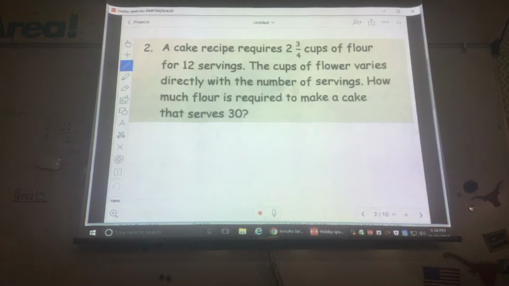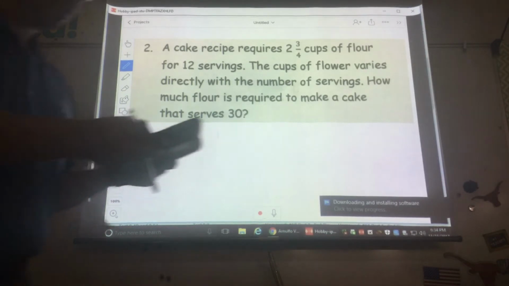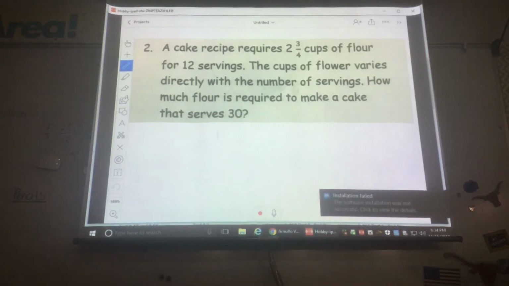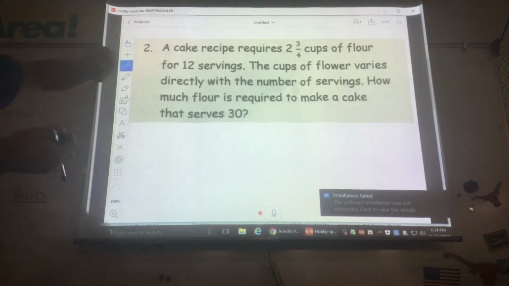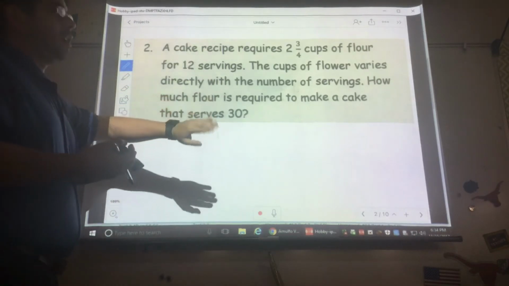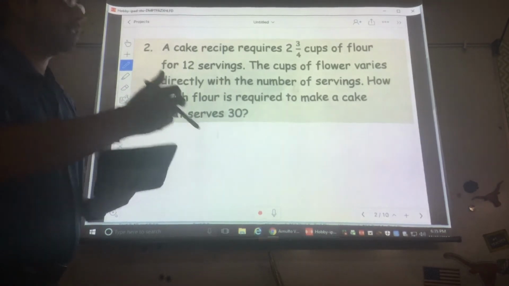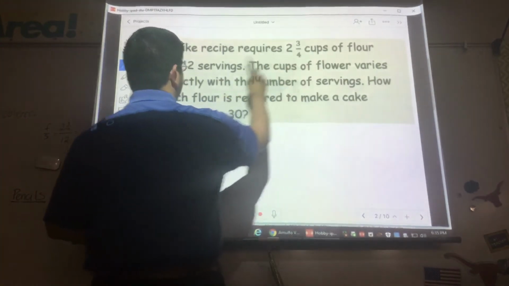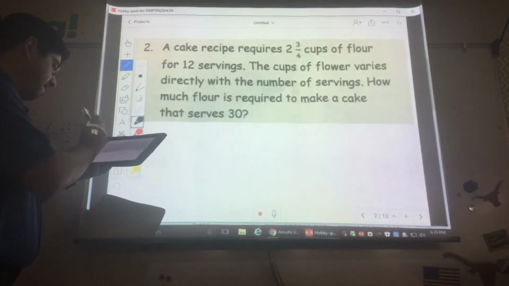So number 2 says that a cake recipe requires 2 3/4 cups of flour for 12 servings. The cups of flour varies directly with the number of servings. How much flour is required to make a cake that serves 30? So what we're going to do is we're going to make a proportion, just like what we were doing before the break, with similar figures, and then also we're going to make a label here. Obviously our label is going to be cups of flour and then servings. Okay, so let's get going on there.